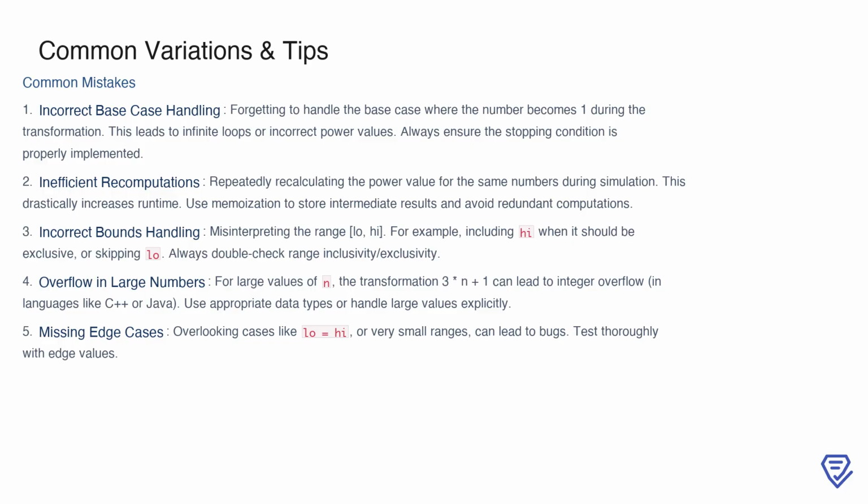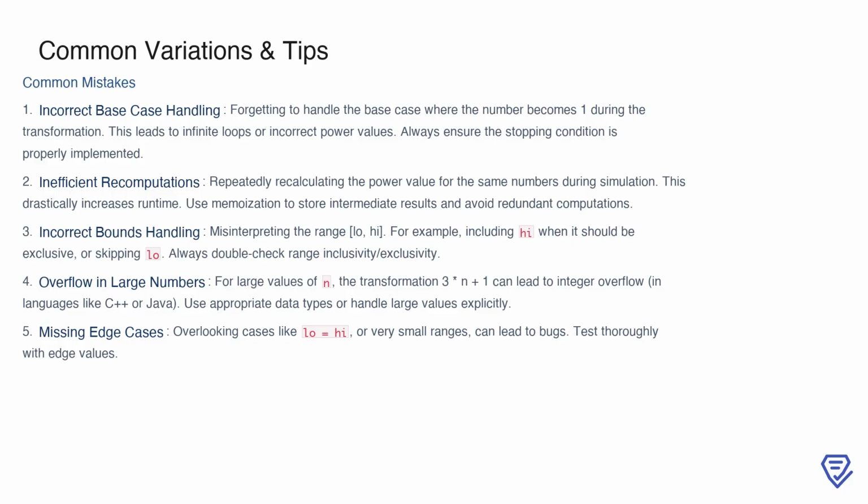Next, inefficient recomputations can significantly increase runtime. For instance, repeatedly calculating the power value for the same numbers during the simulation is unnecessary. Using memoization to store intermediate results can eliminate this redundancy.